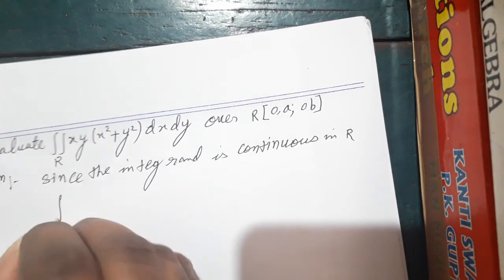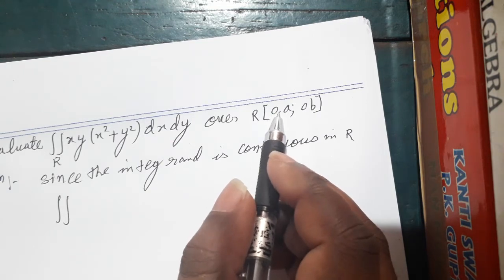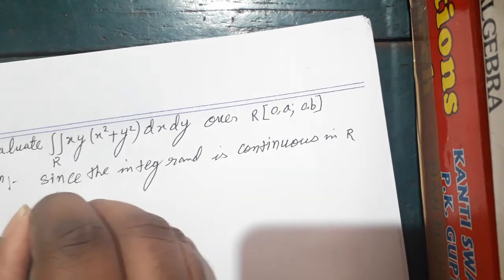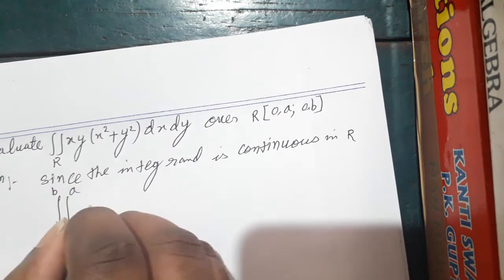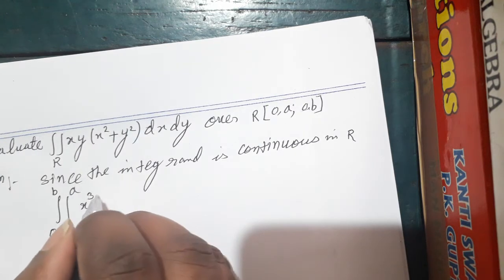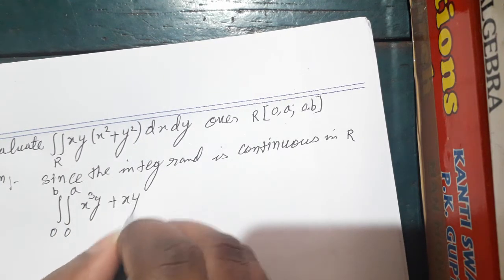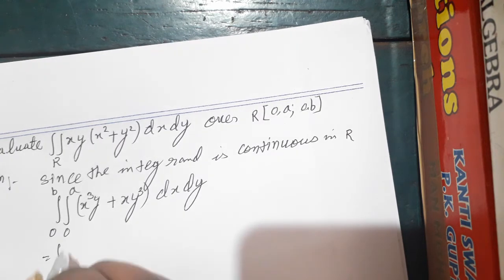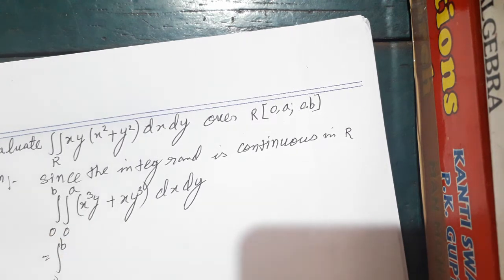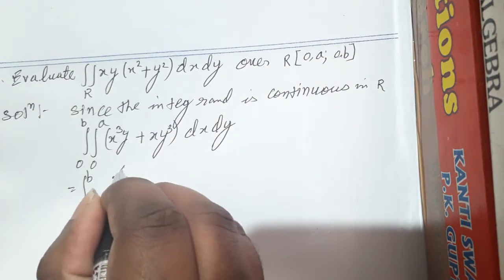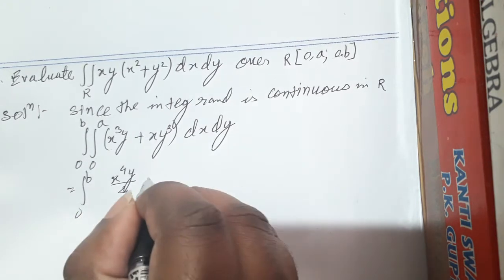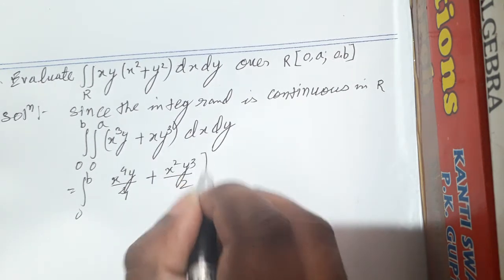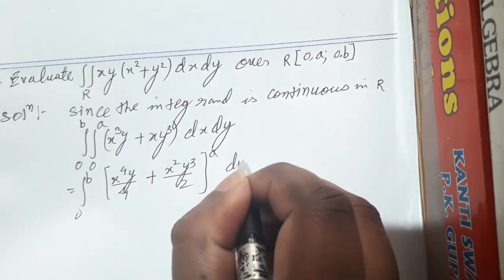Okay, so we have here integration, the 0 to a is the limit for x and 0 to b is the limit for y. So first limit is for y, 0 to b. Second is for x, 0 to a. You multiply this out, we get x³y + xy³ dx dy. First of all, we'll integrate with respect to x. So if I integrate this function with respect to x, I get x⁴y/4 plus x²y³/2, and the limit is from 0 to a, dy.